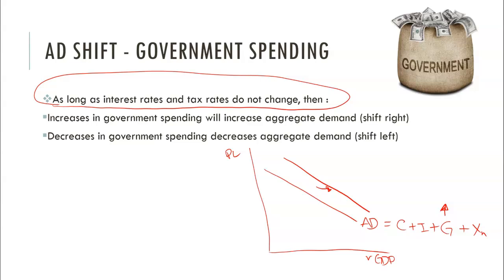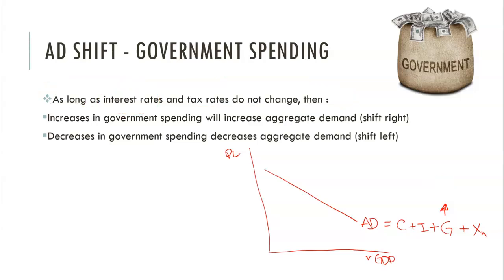How can they do that? How can they spend more money if they're not taxing? They're going to have to borrow, so the government can borrow money. The problem with large amounts of government borrowing is it often affects interest rates. And then when interest rates go up, it's going to reduce investment and consumption. So the caveat here is that interest rates and tax rates can't change, because if they do, it's going to affect consumption and investment.